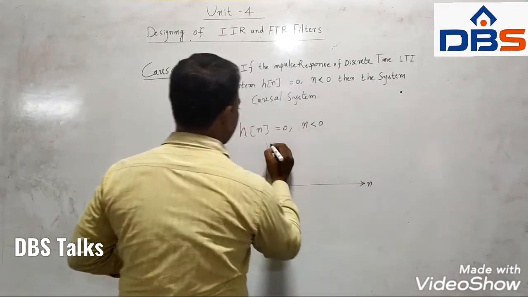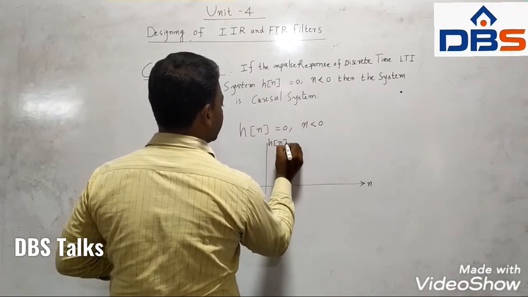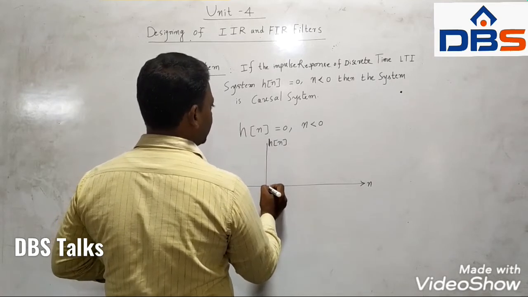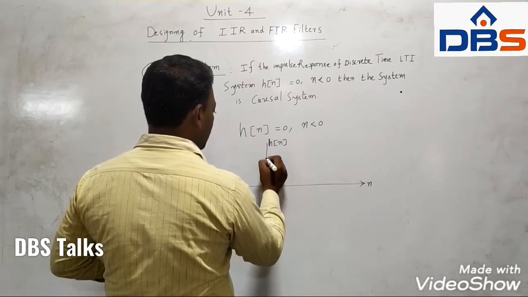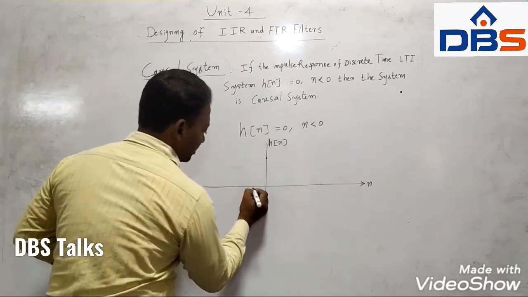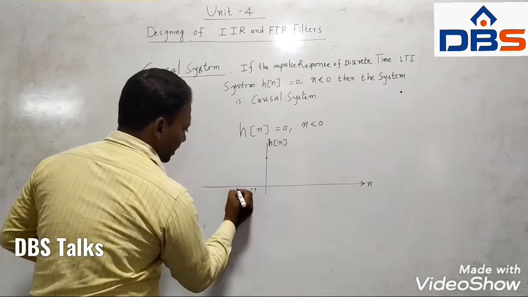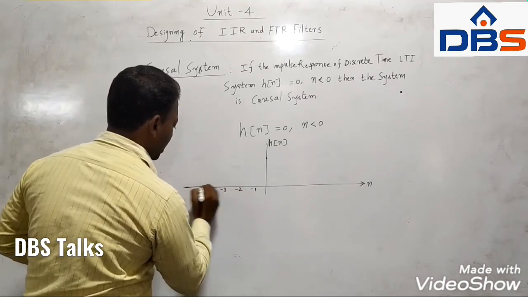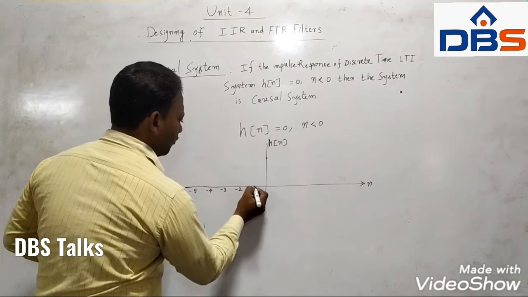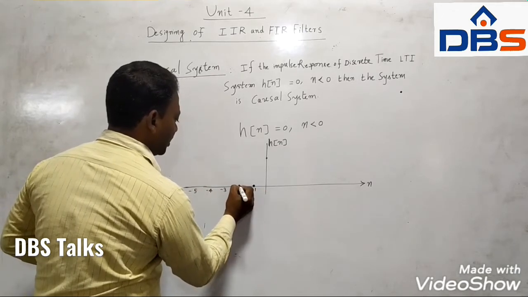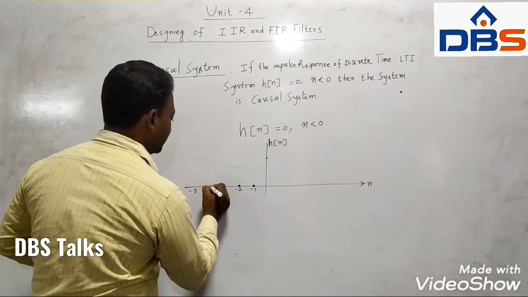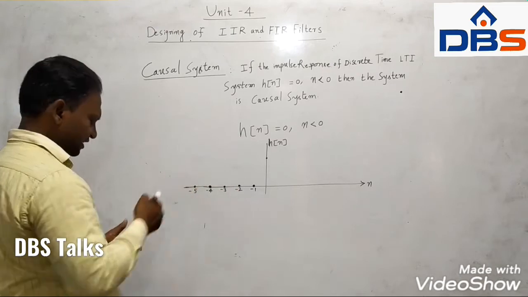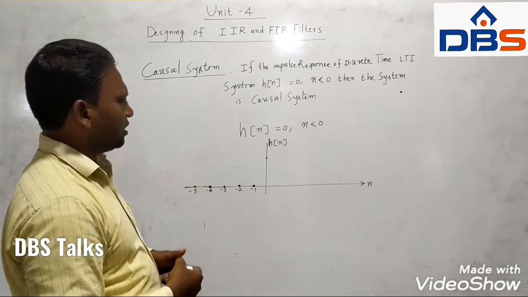This is n, h of n, time axis n, and h of n is the impulse response. Now if the impulse response is 0 for n less than 0, that means negative values of n: minus 1, minus 2, minus 3, minus 4, up to minus infinity. For all these negative values of n, the response of the filter is 0. All are zeros on the axis, that is why we say that.